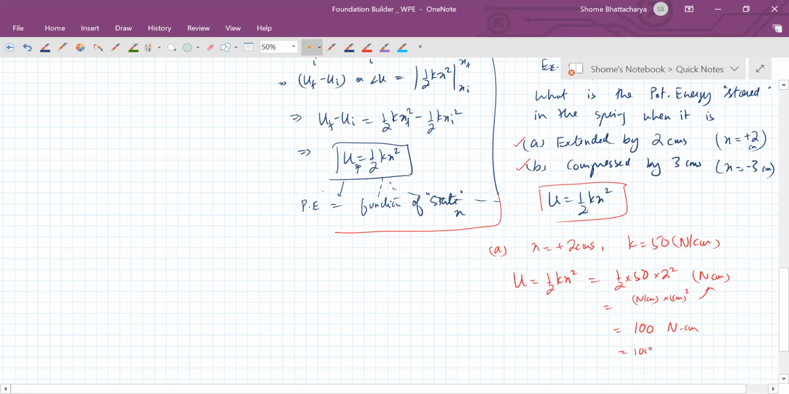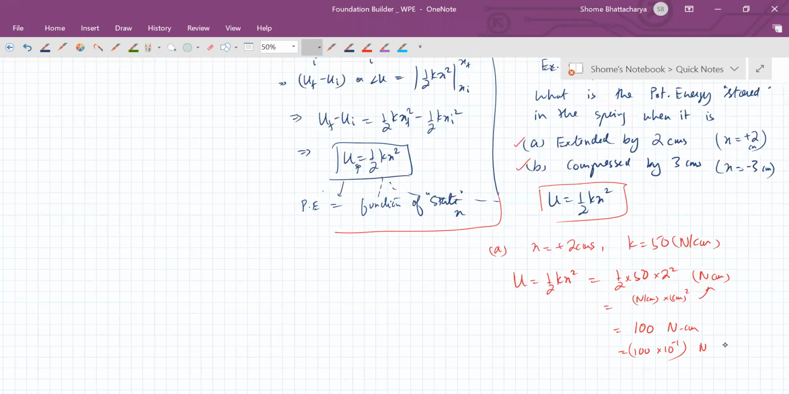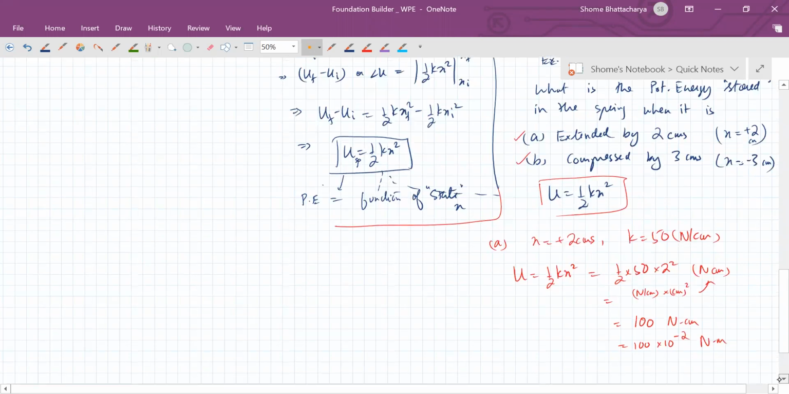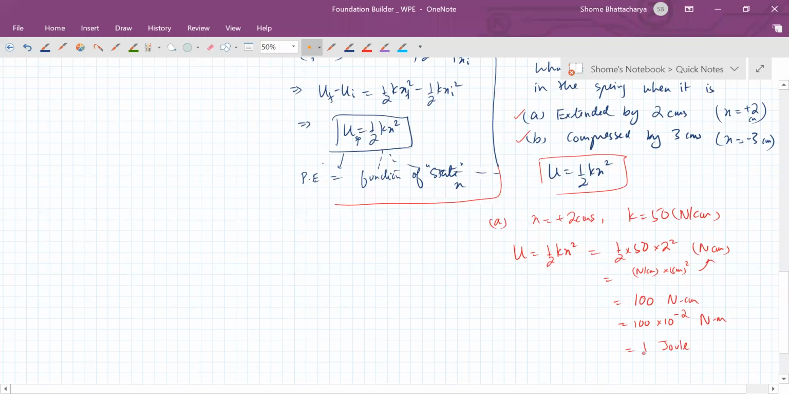So that is the same thing as 100 into 10 raised to the power minus 2 Newton meters, my mistake. 1 centimeter is 1/100th of a meter, so this will be this much. So it will be 1 joule. Okay, Newton meter is the same thing as joule. So this is the potential energy in the first part. This is the potential energy stored in the spring. It's a positive potential energy of plus 1 joule.